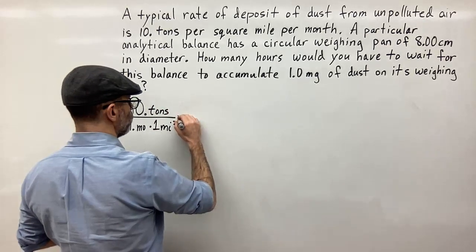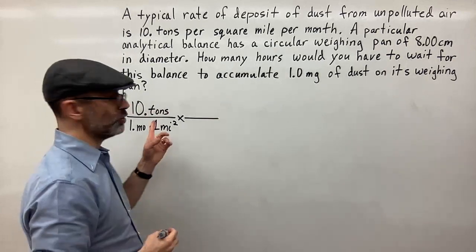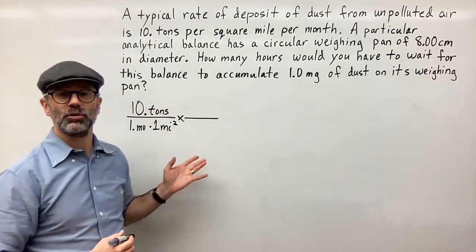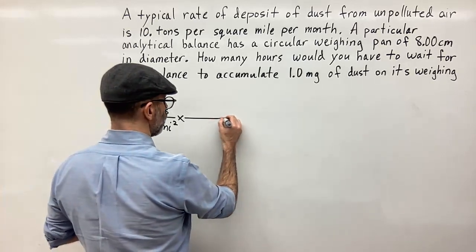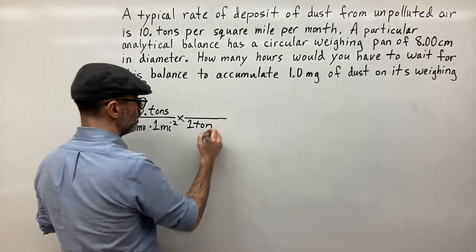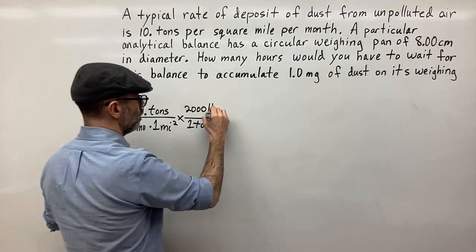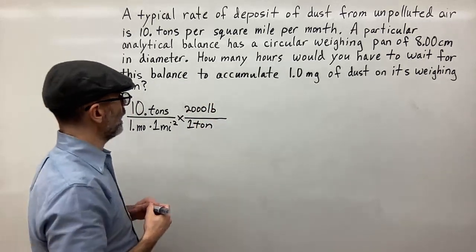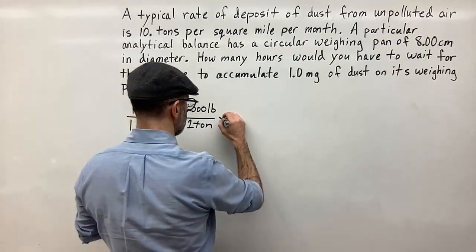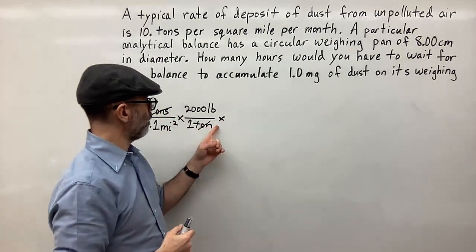So I'm going to start with the top. Tons, this is not a metric ton, this is an English ton. So 1 ton is equal to 2,000 pounds. So I'm going to put ton on the bottom, so 1 ton, and then on the top is 2,000 pounds. And I want to get to milligrams, so I'm going to have to keep going. So tons cancel out. Now I have pounds.